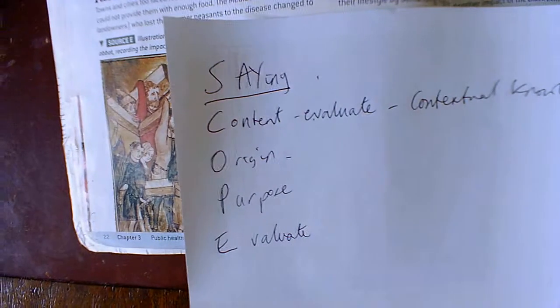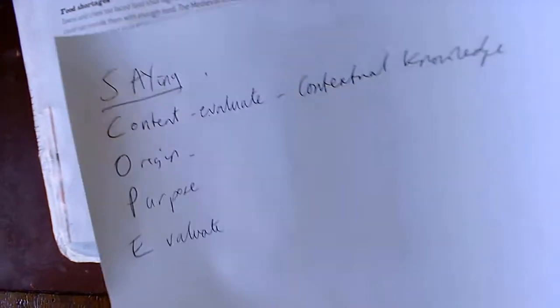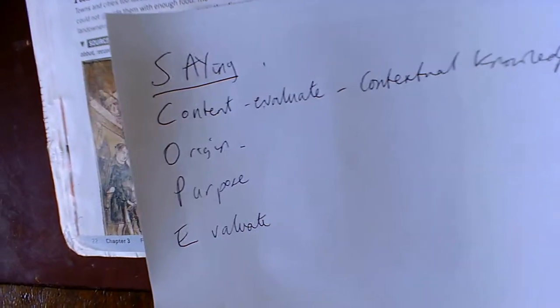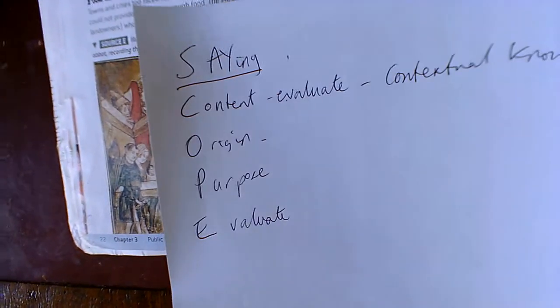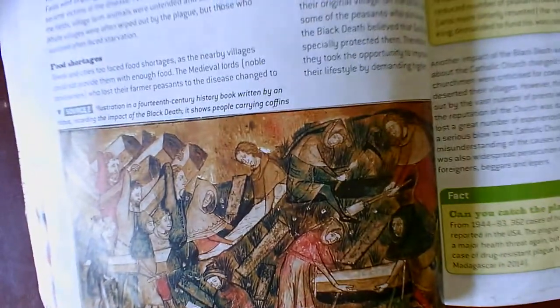Okay, once we're able to say something about what the source is telling us, we can think about our next one, C, for the content, and we can use our contextual knowledge to evaluate that content. In other words, what do we know about the Black Death that would explain why this is true? Or maybe why it doesn't tell us. There are some things that it leaves out. But let's focus mainly on what knowledge we have.